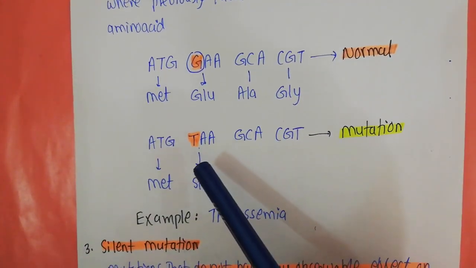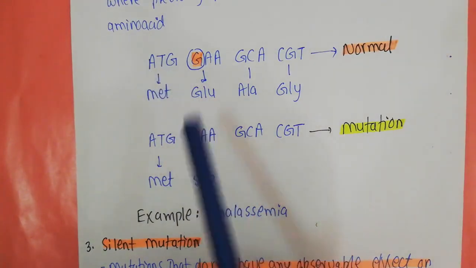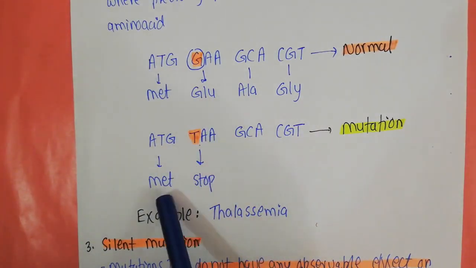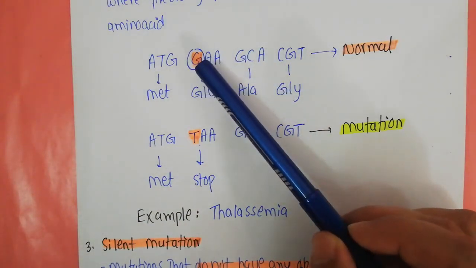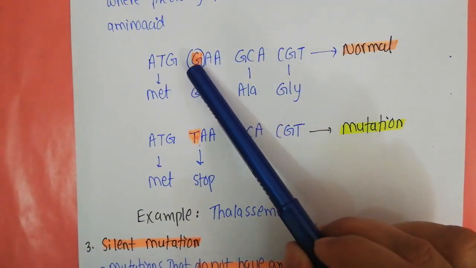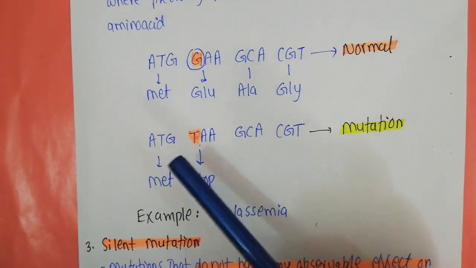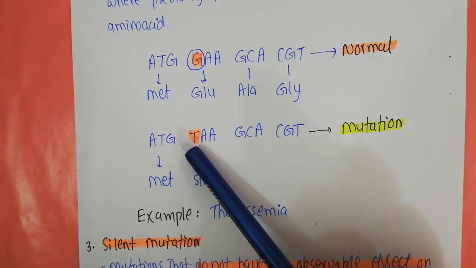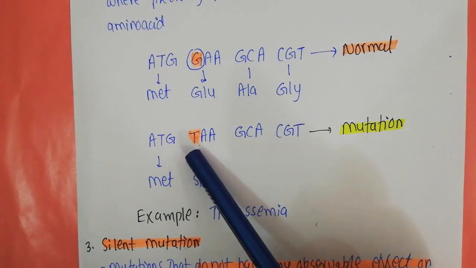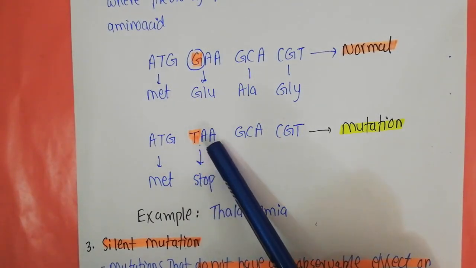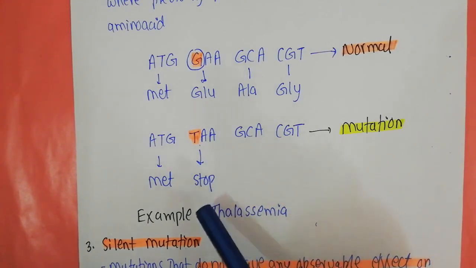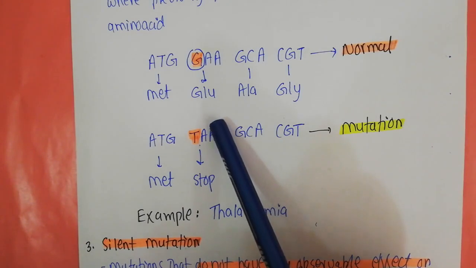But when there is a single point mutation, you have an ATG again, so over here you will be getting a methionine. But instead of this GAA, for example, you have a mutation at this particular point, the G changes to the T. And when the G changes to the T, that means that instead of the GAA, now you will be getting the TAA. And this TAA is actually coding for a stop codon. So you are getting a stop codon over here.